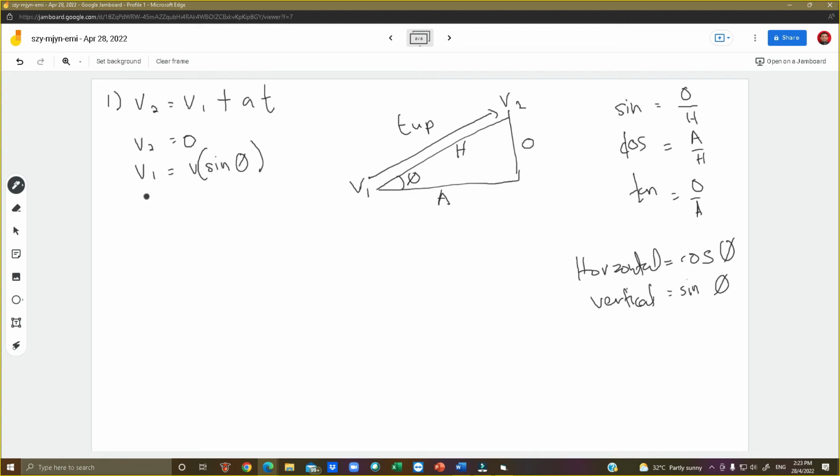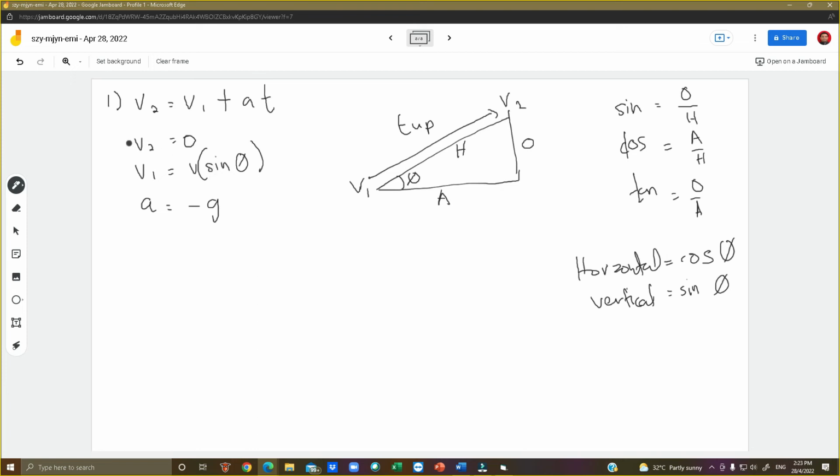Okay. And then next information is about A. Kita ada A ni, which is negative G. Ini maklumat asas. Okay. Whenever you try to use the equation, this is some of the information that you may include with it.